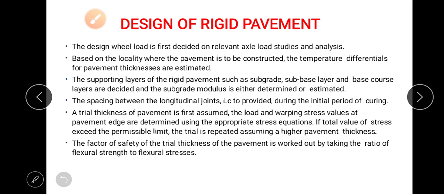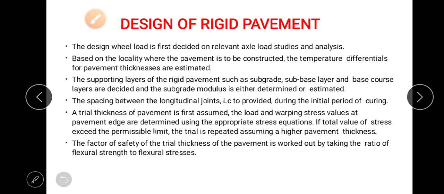Fourth step is the spacing between the longitudinal joints to be provided during the initial period of curing. A trial thickness of pavement is first assumed. The load and warping stress values at pavement edges are determined using the appropriate stress equations. If the total value of stress exceeds the permissible limit, the trial is repeated assuming a higher pavement thickness. So always when the load criteria is exceeded, the thickness should be increased.